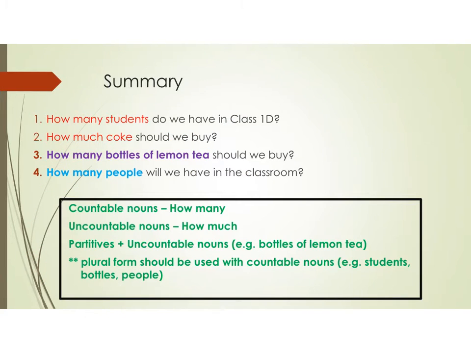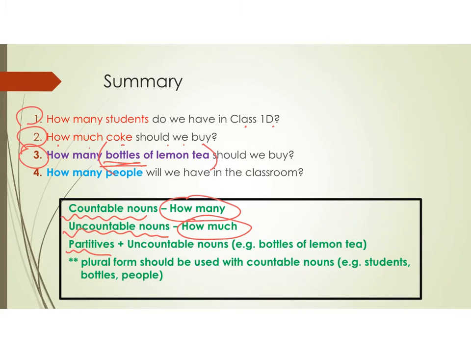So let's have a summary here. With countable nouns, we use how many. The example is, how many students do we have in class 1D? With uncountable nouns, we use how much to talk about 幾多. One example is, how much Coke should we buy? But when we have partitives, 量詞, then we can use how many. One example is, how many bottles of lemon tea should we buy?